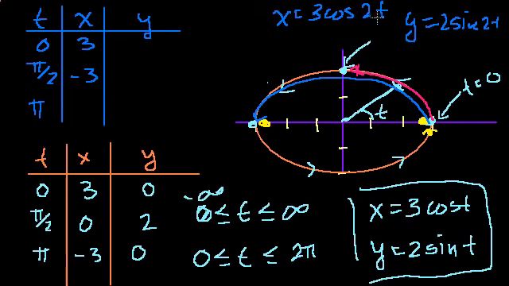When t is equal to pi, cosine of 2 times pi is cosine of 2 pi, same thing as cosine of 0. So that's 1. 1 times 3 is 3.